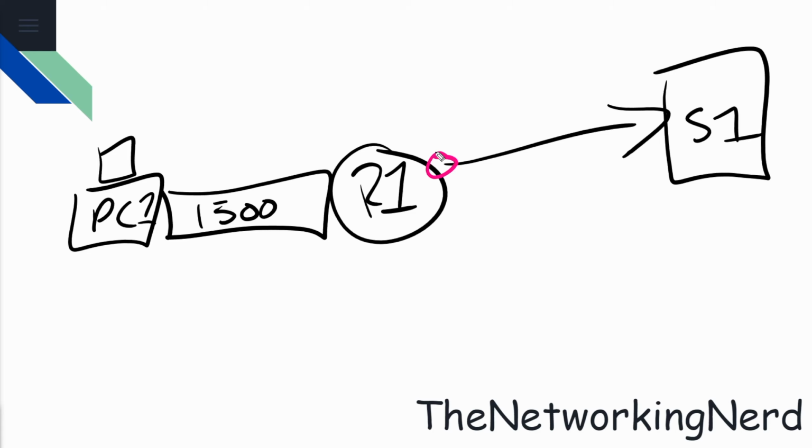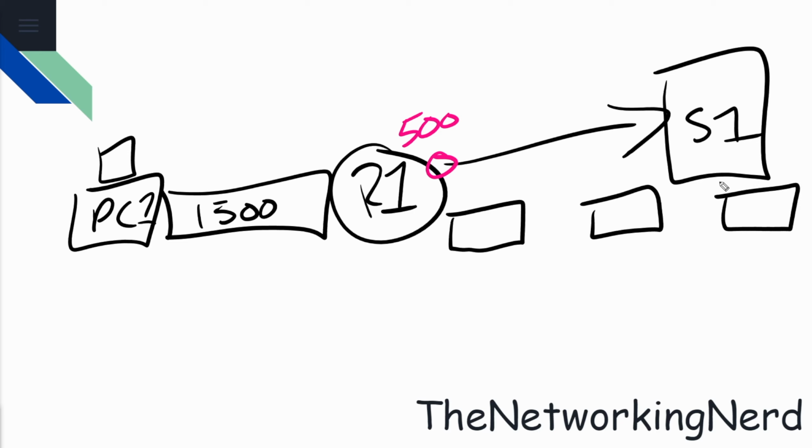However, this link only has an MTU of 500. So it will not accept the 1500 MTU that the computer has sent to the router. At this point, this is where the packet would be fragmented. So we would cut this packet up into 3 individual pieces: 500, 500, and 500, giving us the original 1500.